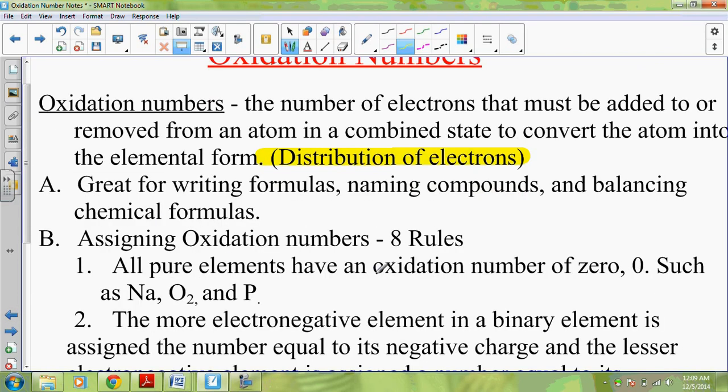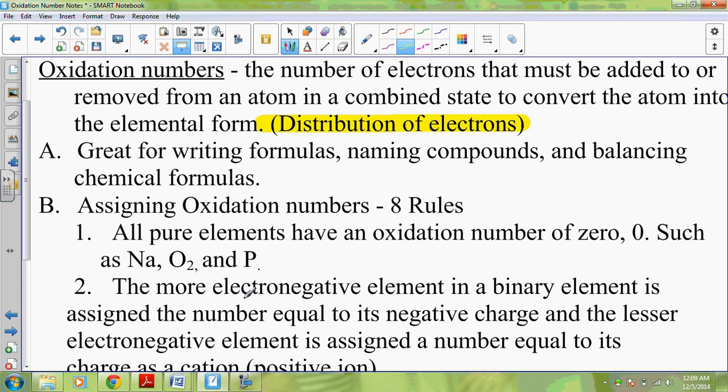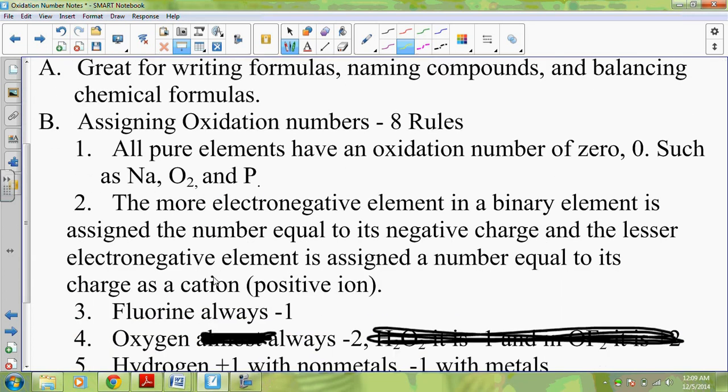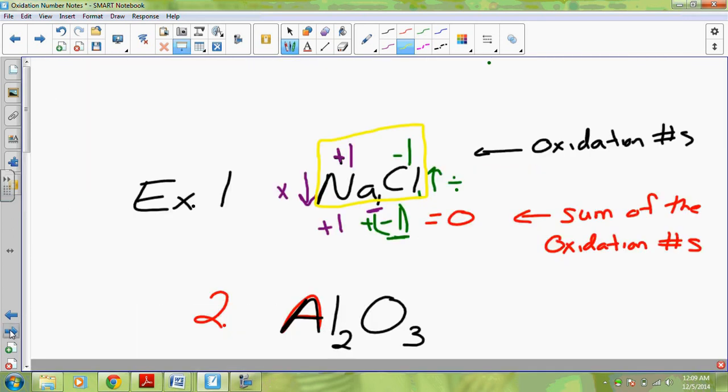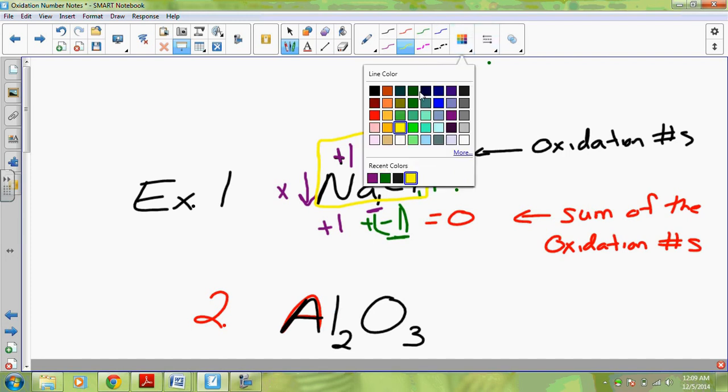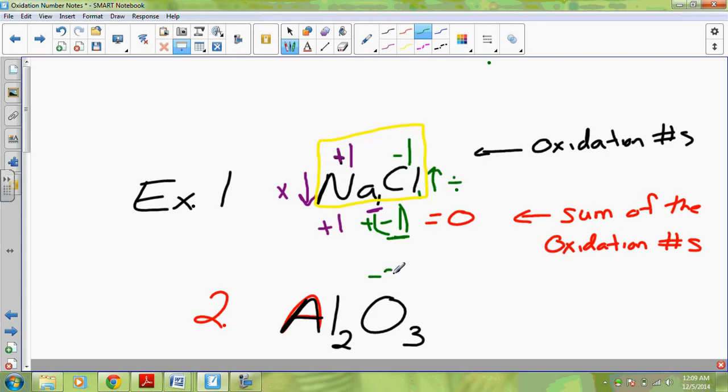Alright, all pure elements. That's not a pure element, so it doesn't work for number 1. Number 2 we're not worrying about right now until we have to. Fluorine is negative 1. We don't have that. Oh, right here, number 4, oxygen is always negative 2. So let's go right back. Right above here, we just said oxygen is always negative 2. So right above there, we don't even think. We look at our sheet and we say, yep, automatically negative 2.